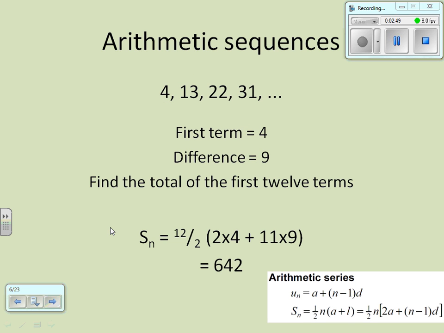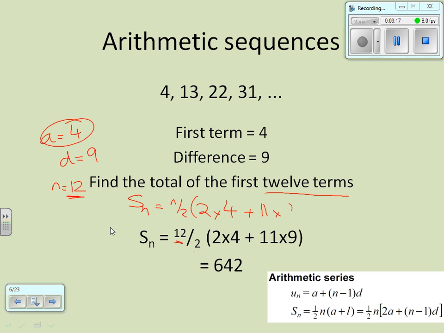To find out the total, again, we've got a is 4, we've got d is 9, and I'm asking the sum of the first 12 terms, so n is going to be 12. So the Sn formula is n over 2, that's why I've got the 12 over 2, times 2 times the first number, the first number's 4, plus n minus 1. Well, we can do that in our head. 12 take away 1 is 11. 11 times the difference. And we've tapped those into the calculator to get the 642.